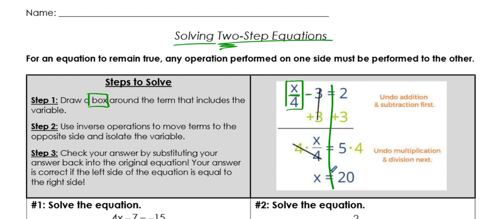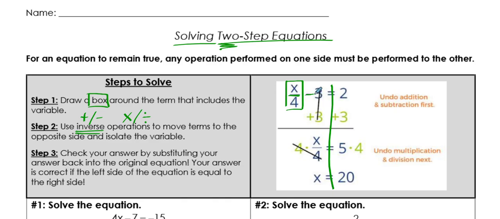So I'm going to draw a line down the equal sign. We put a box around our x term, and then we're going to deal with this number first. Whatever's outside of that box, that's what we're going to cancel out first by using inverse operations. Inverse, that word really means opposite. So the opposite of adding is subtracting, opposite of multiplying is dividing. We're going to use the opposite operation of whatever we see to cancel out the operation that's happening.